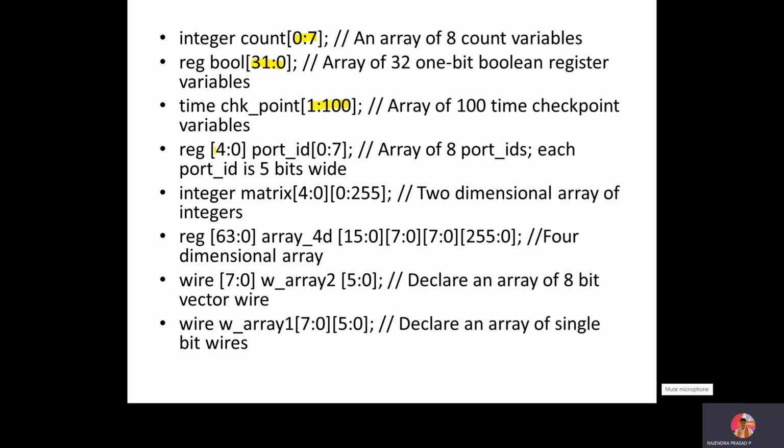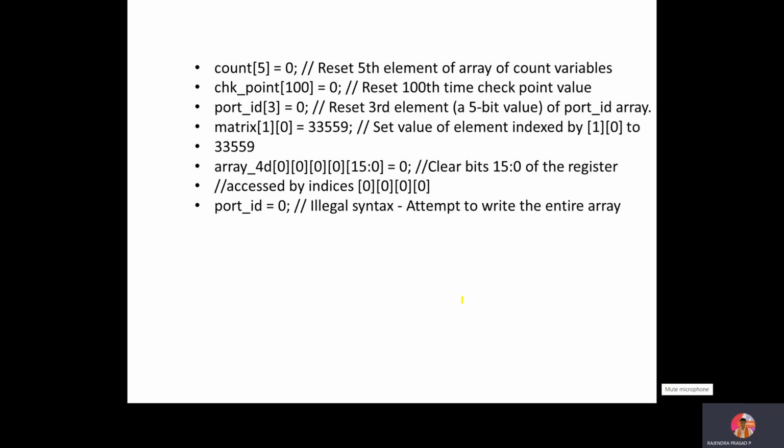Then register 4 to 0, port ID 0 to 7: 8 port IDs, each ID 5 bits wide. That can also be declared. There are many more examples, where here we have taken a two-dimensional array of integer, a four-dimensional array, an array of an 8-bit vector, or an array of single-bit pairs. So this is how you can declare arrays in Verilog.